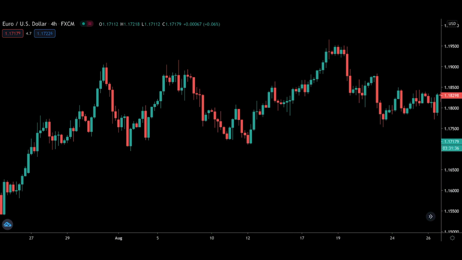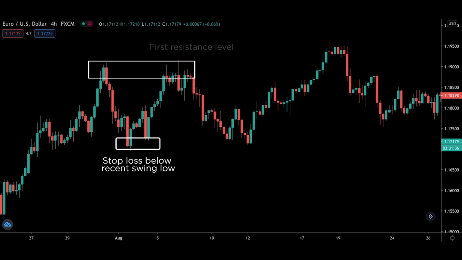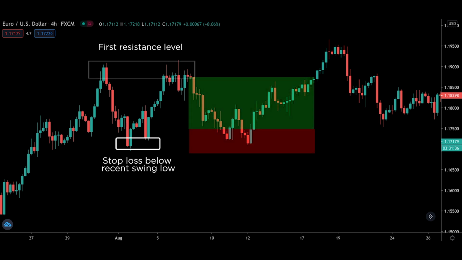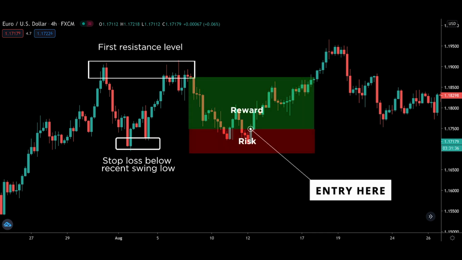Let's look at an example so that you can better understand this first technique. Suppose you want to buy here with a stop loss set below the recent swing low. You identify the first resistance level over here. And because you are using this conservative approach, you will use this level to evaluate your risk to reward for this trade. This red box represents the risk of the trade, and the green box represents the potential reward.